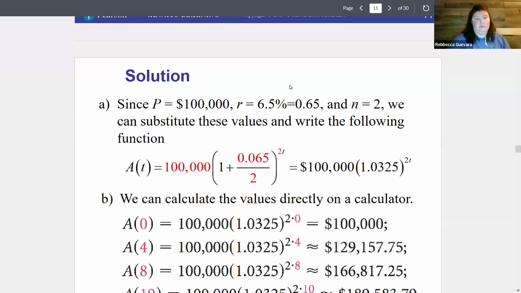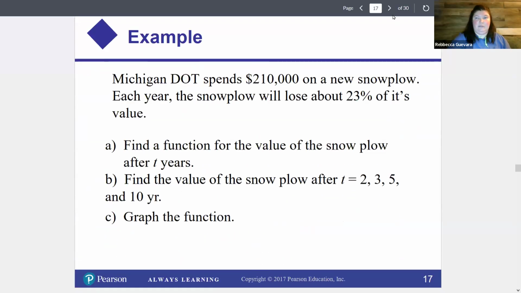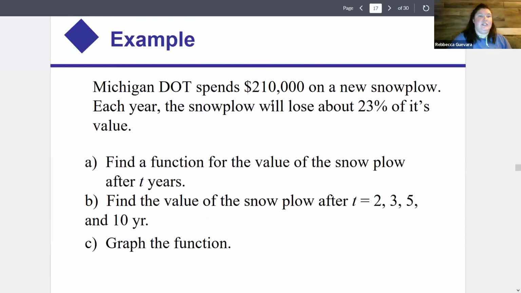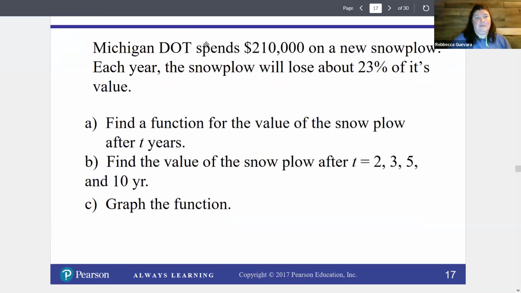Okay, so oops. Scroll down just a little bit more. It kind of moved after I did that. Here we go. So as another example, I'm using something from Michigan. Michigan gets a lot of snow. So the Michigan Department of Transportation spent, this is what I looked up, this was a 2019 number, so I'm not sure if it's the same now, $210,000 on a new snowplow. Each year that snowplow is going to lose about 23% of its value.